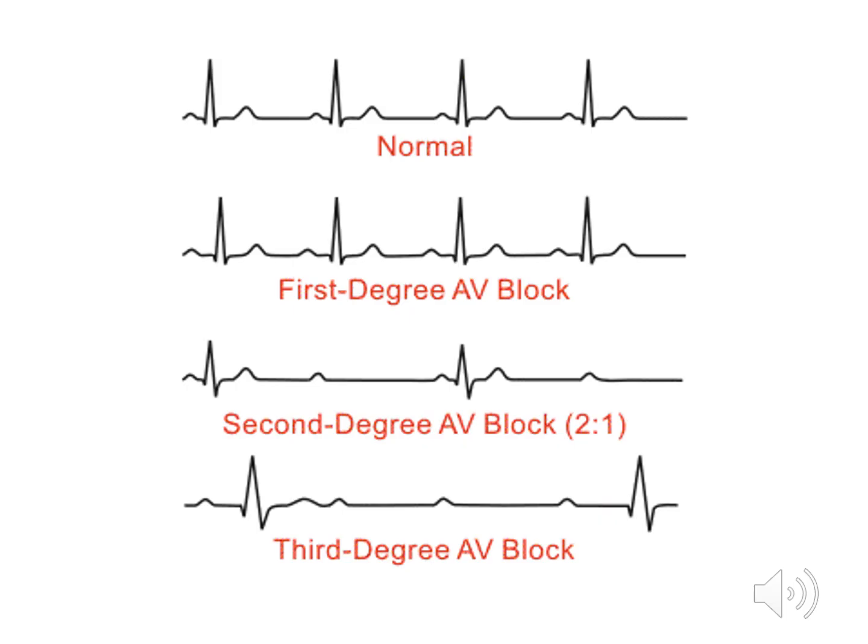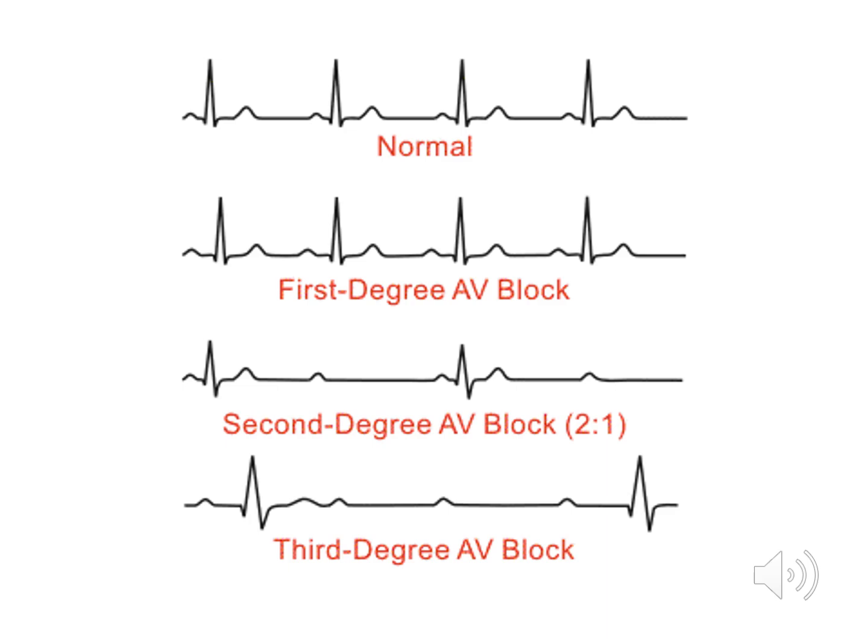Okay, so that little extra space tells you it took longer for that impulse to conduct from the atria through the AV node into the ventricles, and so you know that there was some delay. But the block is not that severe because, again, every impulse did make it through the AV node, so every P wave is followed by a QRS.